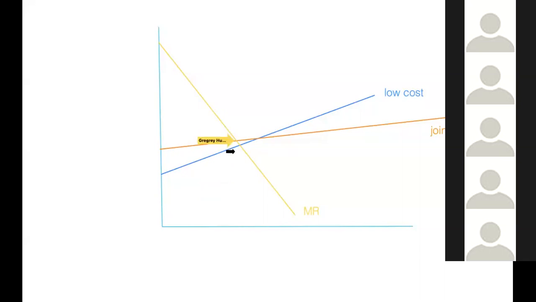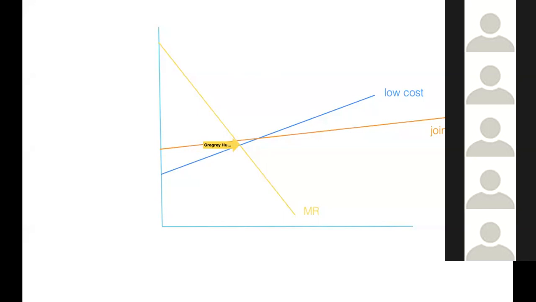So one of the ways, like in the problems, I'll tell you guys the way to solve the problem is to solve for where the marginal revenue intersects the joint. So that's one set of simultaneous equations. And then solve for where it intersects the low cost firm. And as long as you're on the left side of the crossing point, which means you should be producing along the low cost firm's marginal cost curve, you'll end up with a higher level of output. So you see what I mean?